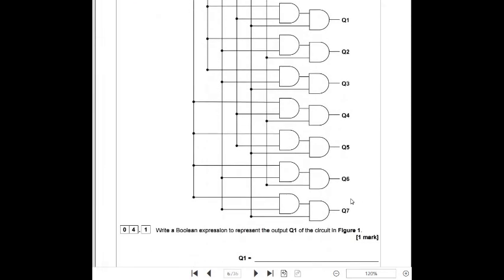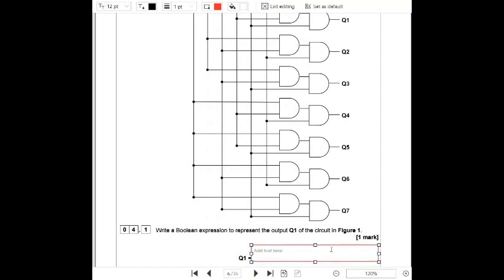So what we need to do is write a Boolean expression for this one. That would get you 1 mark. So you can have Q1, that's the start, is going to be not x2, that's because I don't know how to do this in PDF, so I'm just going to say not x2 and not x1 and x0.